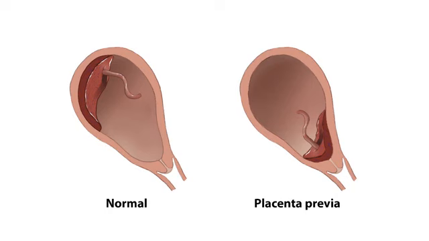I'm Dr. T. In this lecture, we'll continue talking about some of the complications we encounter in pregnancy, and then we'll finish by discussing some of the medications we use during pregnancy. Let's start with abnormal placentation. Last time we talked about how the placenta develops.